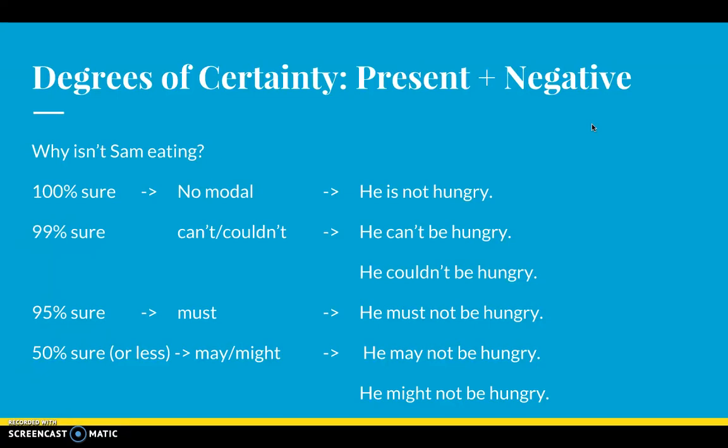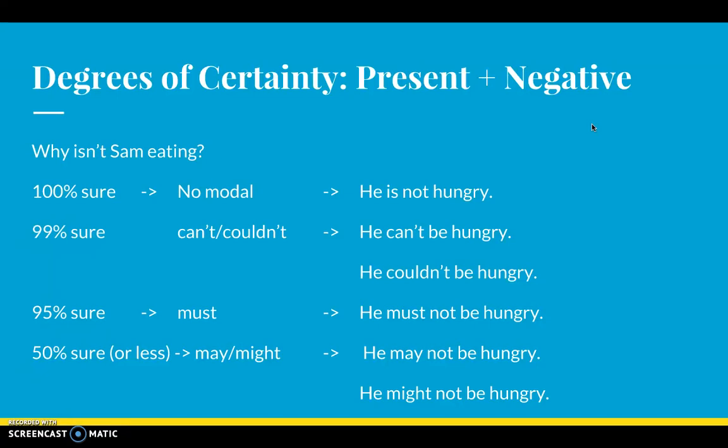If we're about 99% sure, we'll choose can't or couldn't. Why isn't Sam eating? Well, he can't be hungry. He just finished a huge bowl of spaghetti and an ice cream. I know he couldn't be hungry right now. If we're about 95% sure, we'll choose a verb like must. He must not be hungry. Why isn't Sam eating? Well, he must not be hungry. That's usually why he doesn't eat.